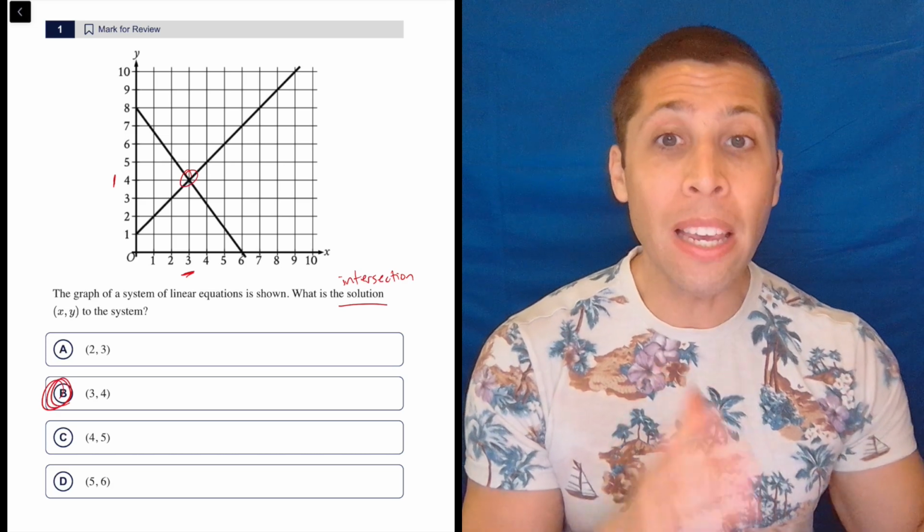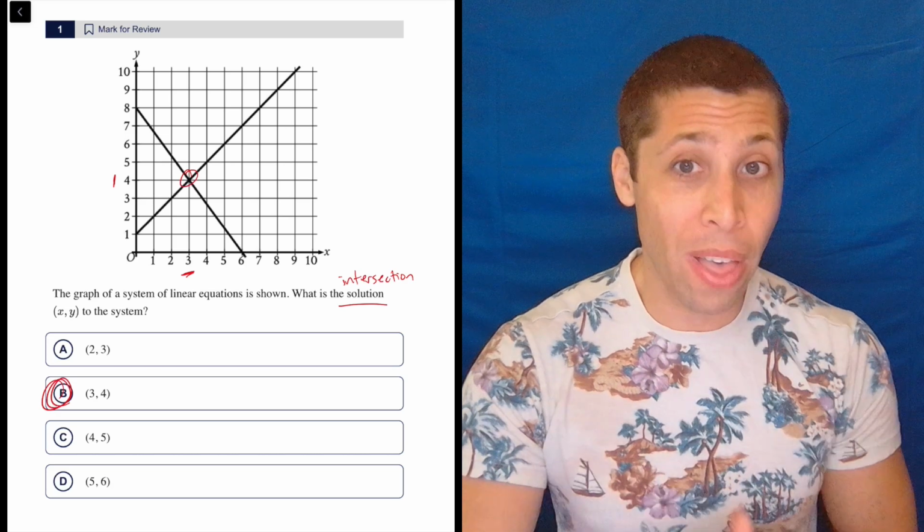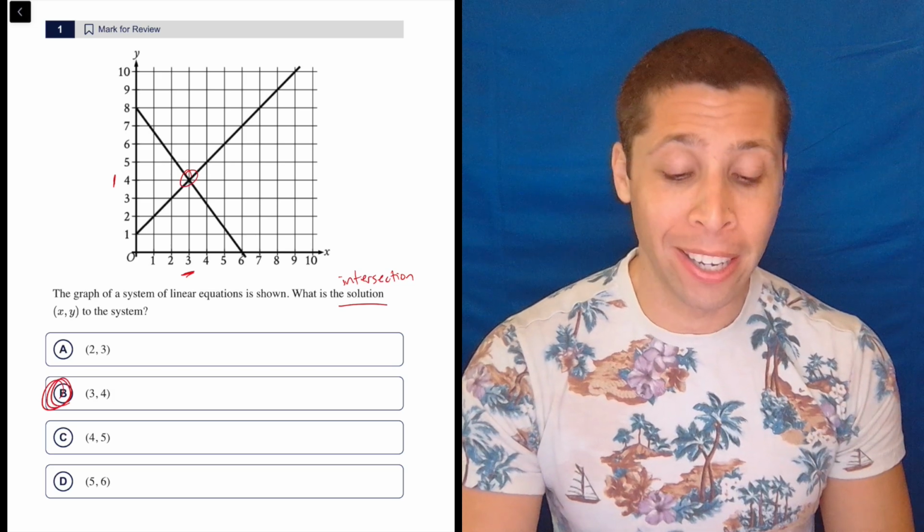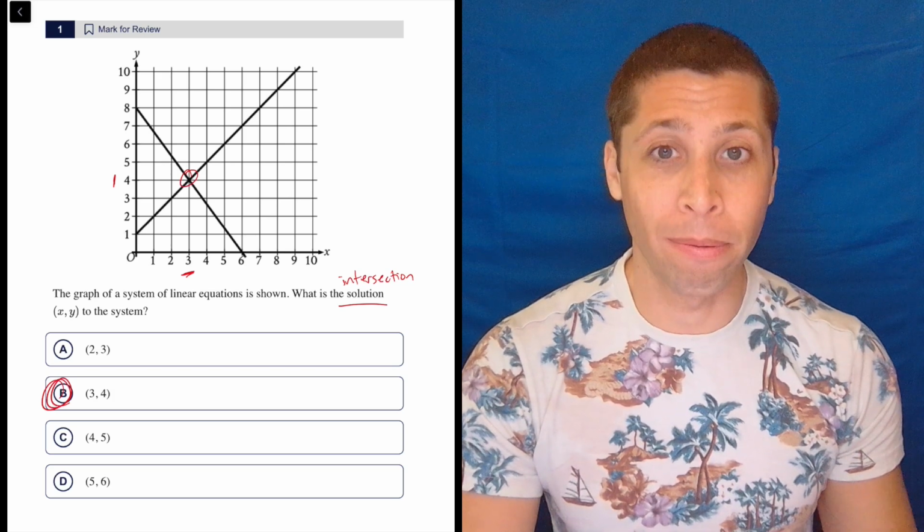And a lot of PSAT and eventually even SAT questions will involve that, more so on the easy module. But even if you're in the easy module and you just know that, without knowing a whole lot of good algebra, you can still do pretty well. So make sure you know how to read these graphs.